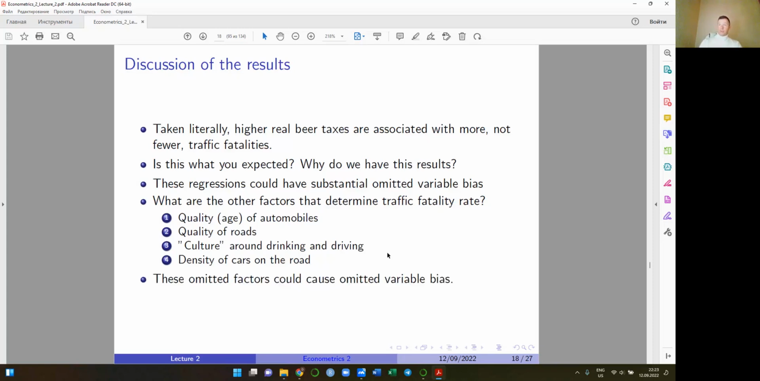And of course, since we omitted these factors that can potentially influence the fatality rate, and maybe some of them are correlated with beer taxes, well, we might expect that there is an omitted variable bias and the estimated effect is simply wrong.